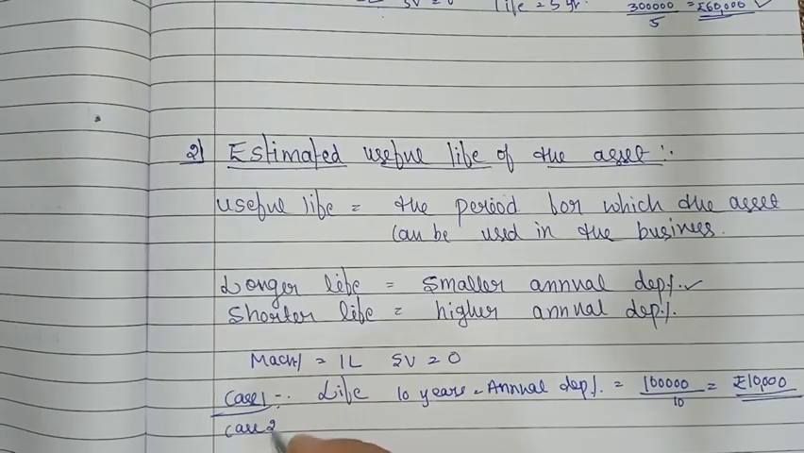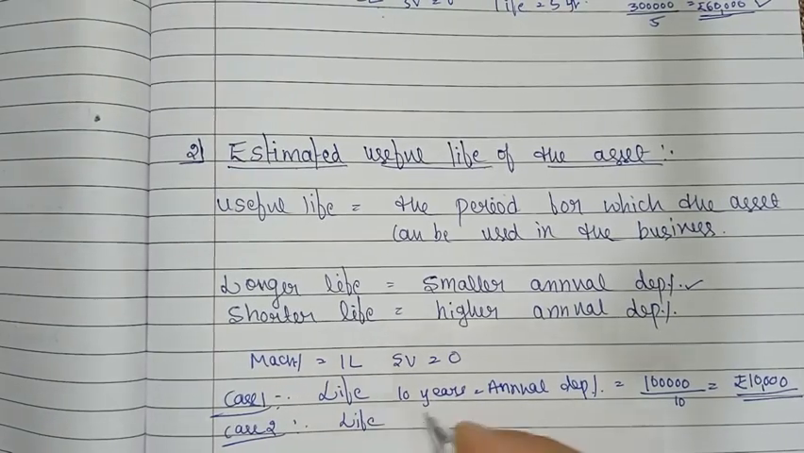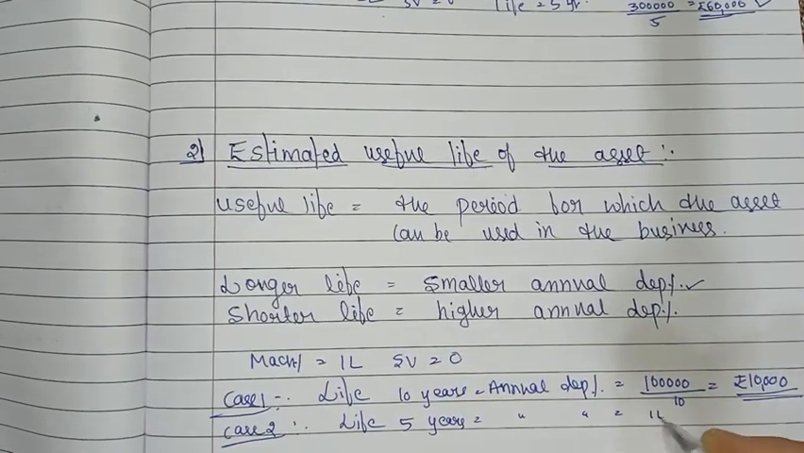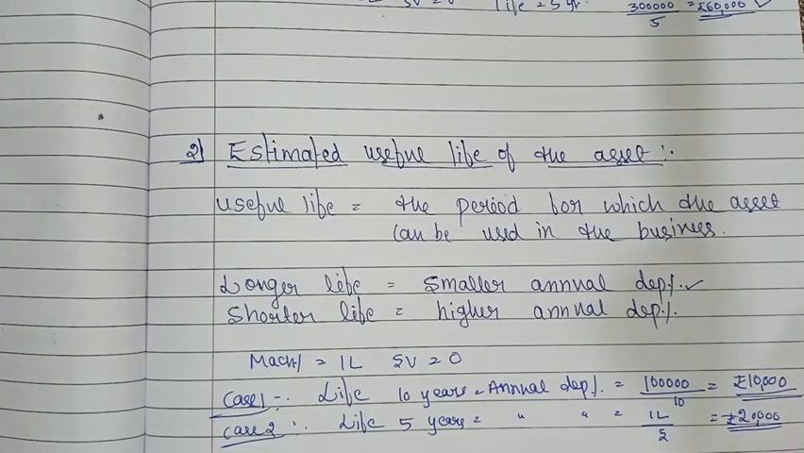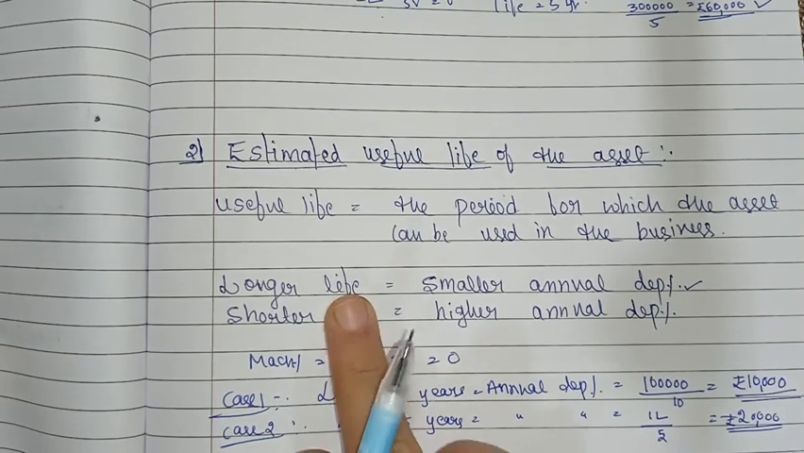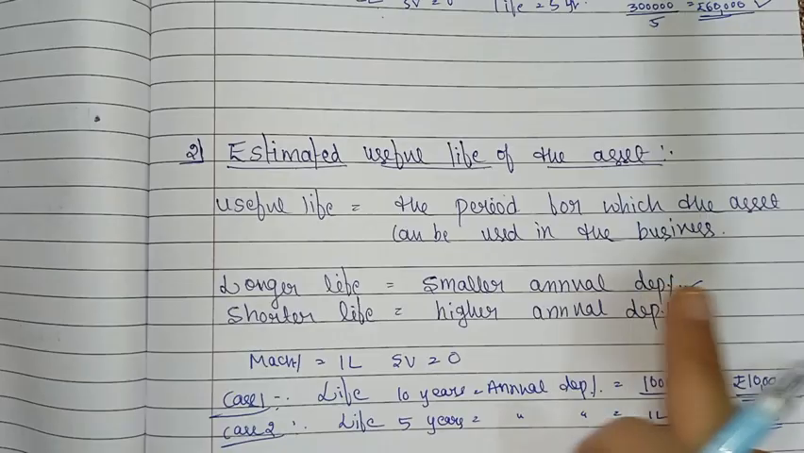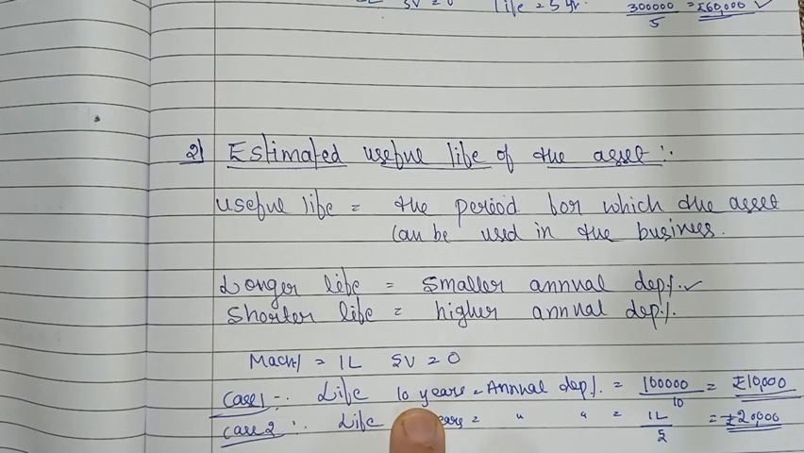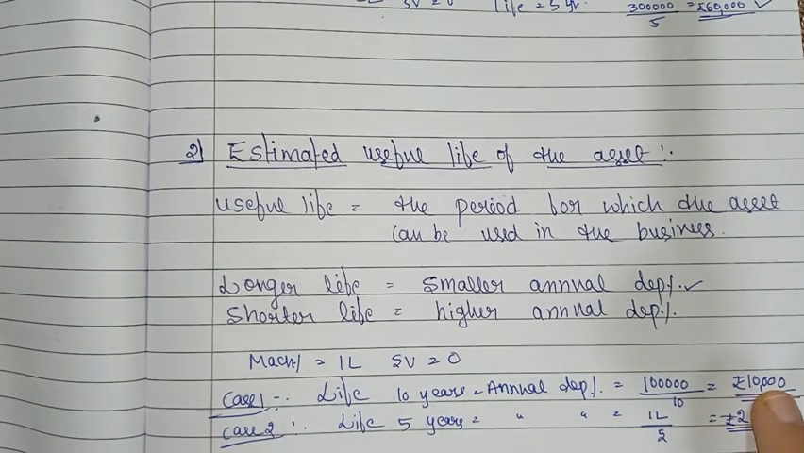Let's see case 2. Here the life is 5 years, and annual depreciation is 1 lakh divided by 5, which is rupees 20,000. This is the annual depreciation. So what is the rule? Longer life, smaller annual depreciation. Here the longer life is 10 years, and the depreciable amount is rupees 10,000, less than 20,000, right? So a smaller amount each year.